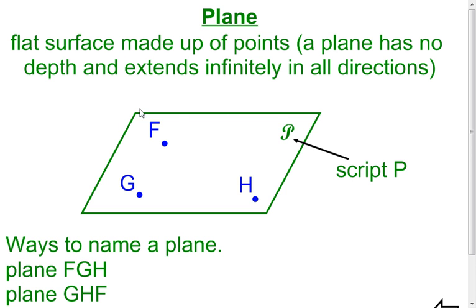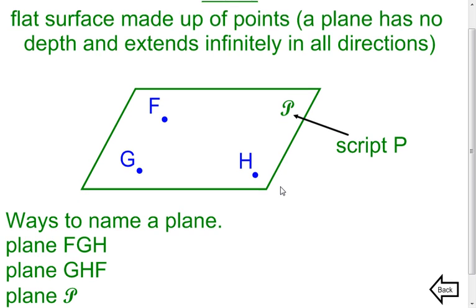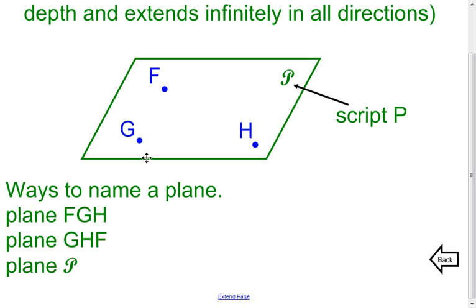So what we do is we just use this parallelogram to represent the plane. Realize it's going to extend forever left, right, in this case up and down. But to show the plane, just use the parallelogram. Again, I have points on it, and then I have this scripted P also, and those are going to help us name the plane. Now when you get to a plane, if you use points to name it, you need 3 of them.